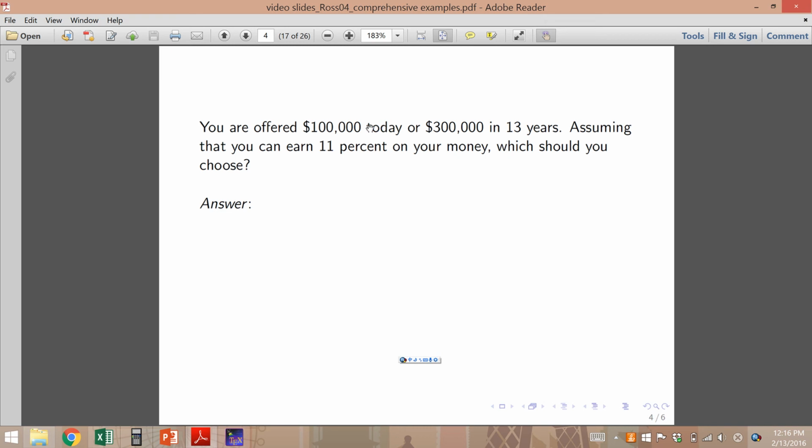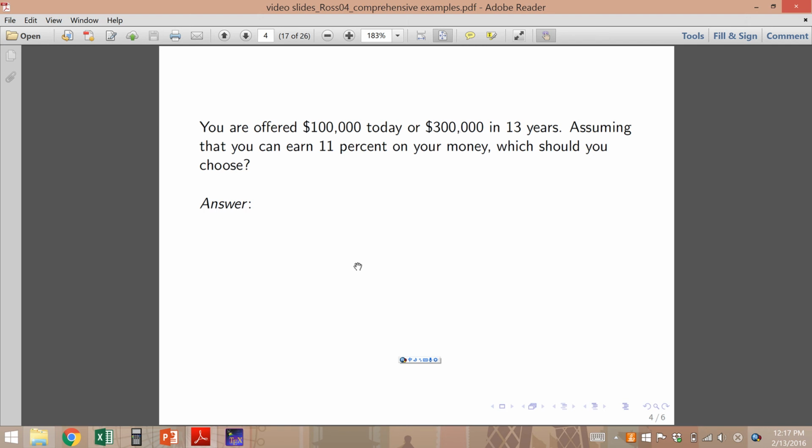So we can do two things. We can either move the money today into the future, and calculate the future value of that money and compare the value by the end of the 13th year. Or the second thing we can do is to move the money in the future back to the present. In other words, we calculate the present value of this $300,000. Then we can compare the value today.